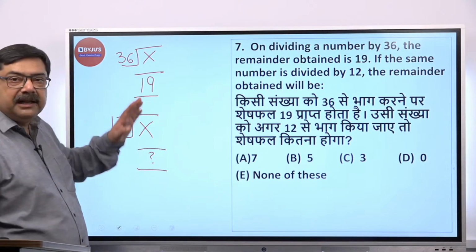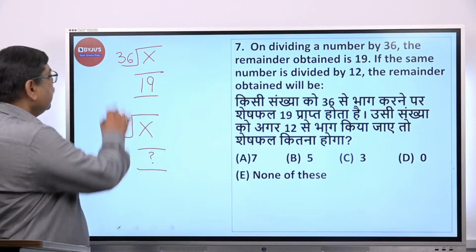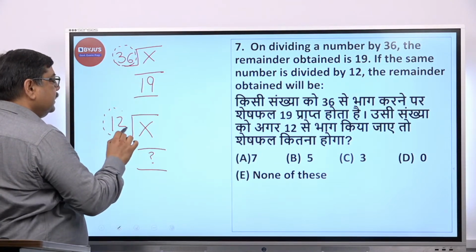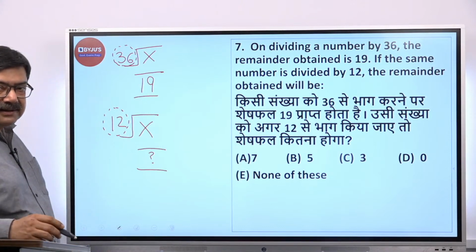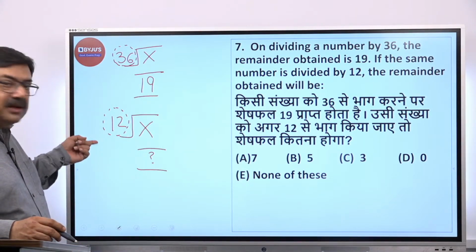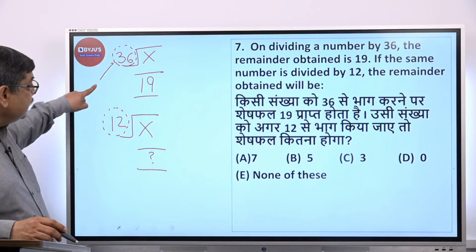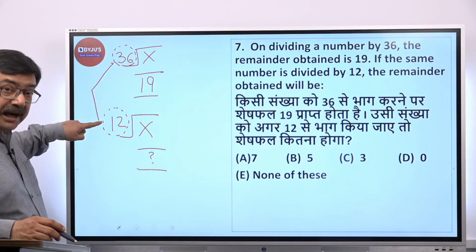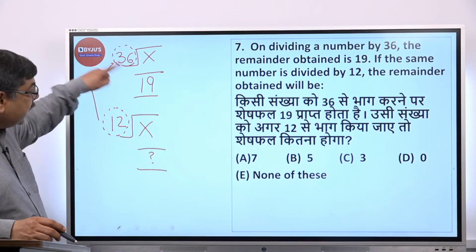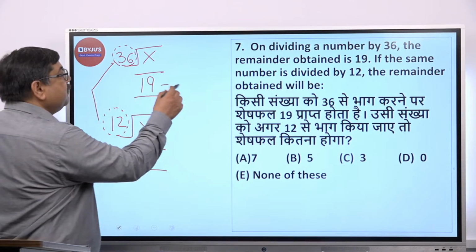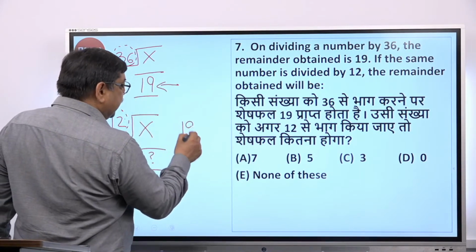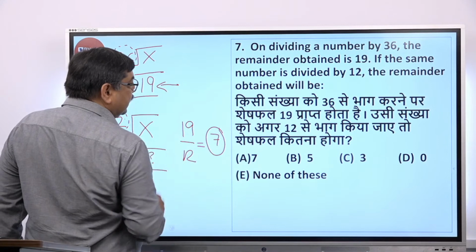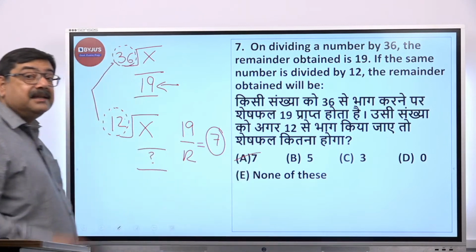Okay, you don't have to assume anything. No assumption. Simple. If the first divisor is divisible by the second divisor, see, 36 here, the first divisor, is divisible by 12. In such a case, directly divide the first remainder by 12. So 19 by 12, you get 7 as the remainder, which should be the answer. This is a rule.